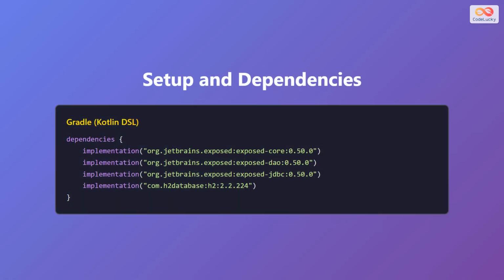To get started with Exposed, you need to add the necessary dependencies to your project. In your Gradle build file using Kotlin DSL, add three main dependencies. First, Exposed core, which contains the core functionality. Second, Exposed DAO for the data access object support. And third, Exposed JDBC for JDBC database connectivity. You'll also need a database driver. Here we're using H2 database as an example. Make sure to use the latest stable versions of these libraries.